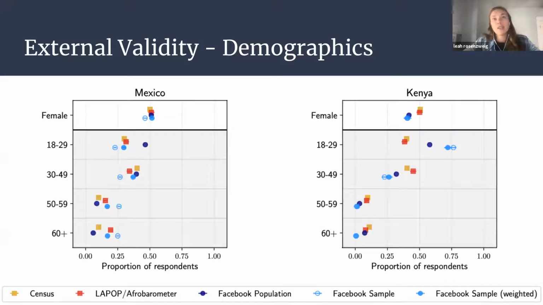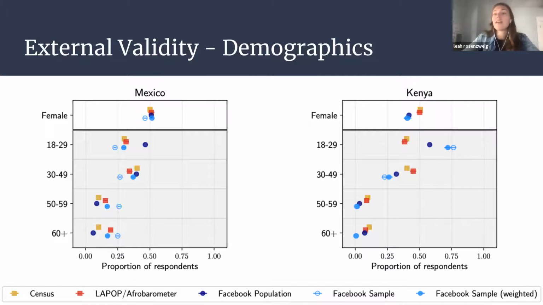Okay, so then in terms of external validity, here what we're looking at is demographics for the percent of respondents who are female, and then across 4 different age categories for Mexico and for Kenya. And so here we can think about making lots of different types of comparisons. We're presenting data from the census in yellow, the LatinoBarometer and Afrobarometer in red. And so we can think about comparing both the census and barometer data to the Facebook population, which is in dark blue. And so here you can already see that there are some discrepancies, right? As we would imagine, the nationally representative samples are different from the Facebook population, which makes sense.